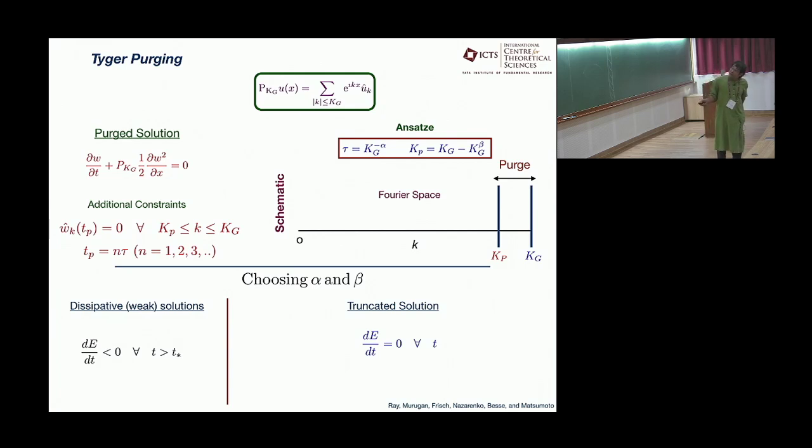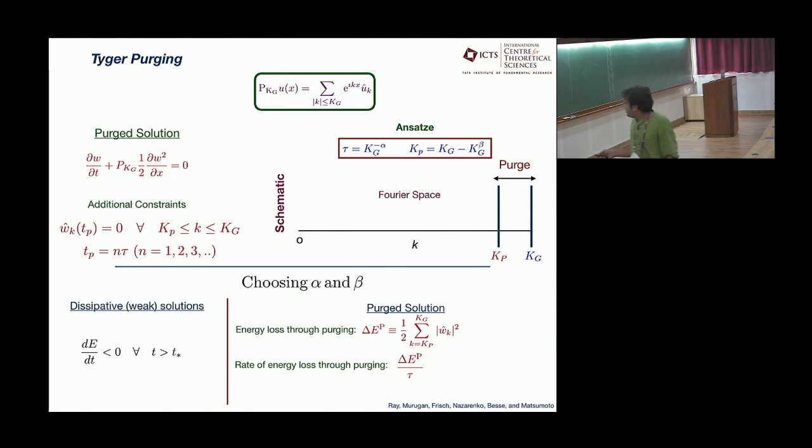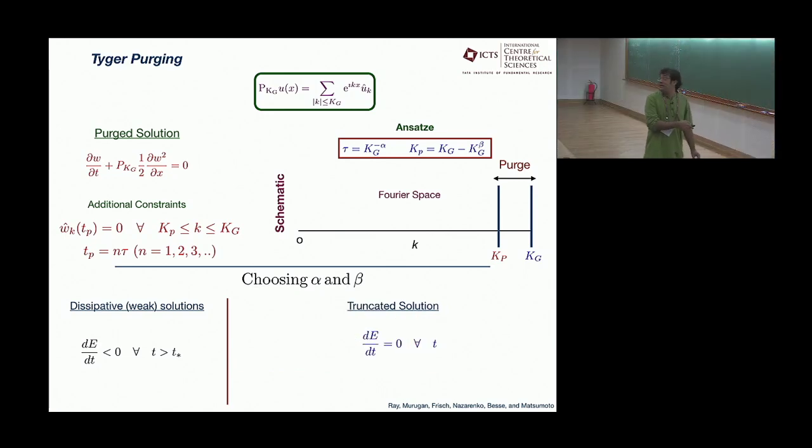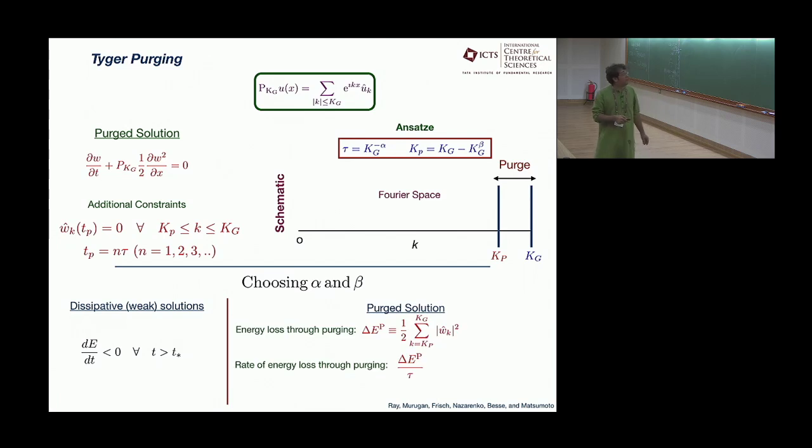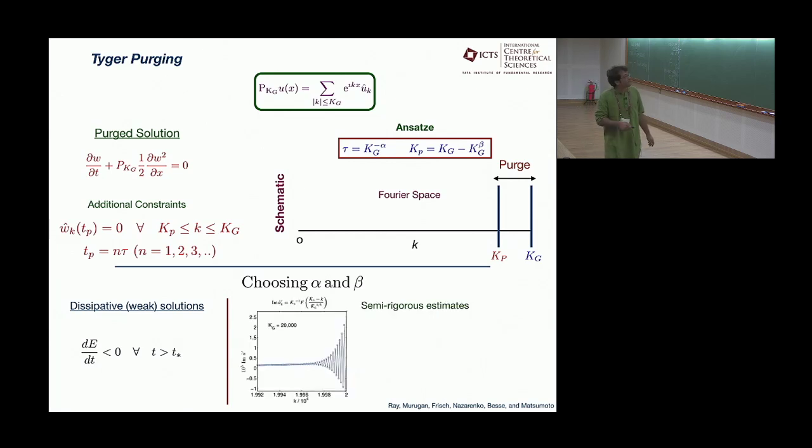So again, keep in mind, we are after dissipative or weak solutions where the rate of change of energy is negative. It's going to dissipate. In the truncated case, this is strictly equal to 0 by theory. So what this allows us is that we essentially lose a little energy between these wave numbers k_P and k_G, and the rate of loss, because this is done every time interval tau, will essentially be just this chap divided by tau.